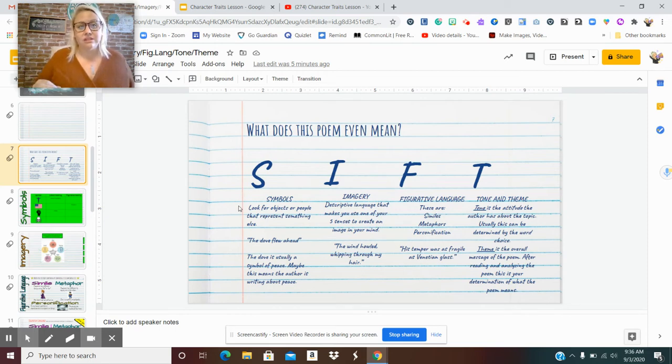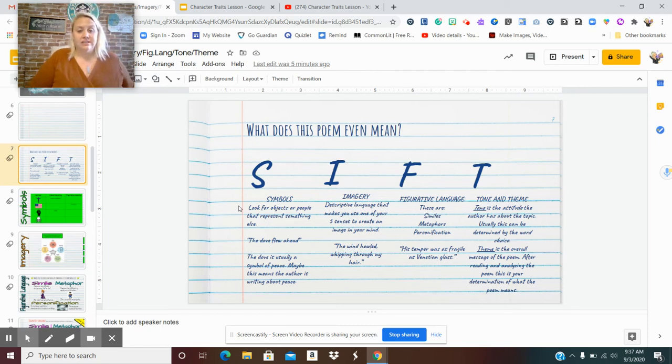The first thing I want you guys to look for after reading the poem a few times is, of course, the symbols. What symbols do you see in that poem? A symbol, remember, is an object that represents something else entirely. So, for example, in Christianity, we have a cross to signify the entirety of our religion. So, it is a symbol that stands for what we believe in.